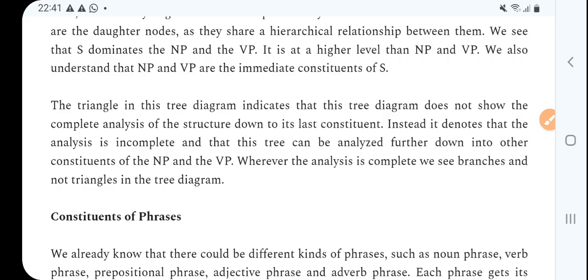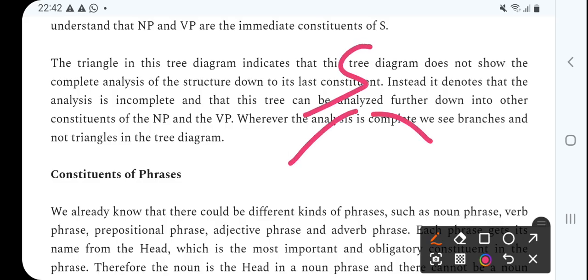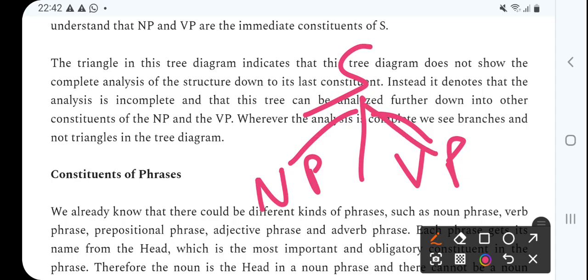We see that S dominates the NP and the VP. Of course, it is at a higher level than NP and VP. The sentence has a higher level than the noun phrase and verb phrase. We also understand that NP and VP are the immediate constituents of S.